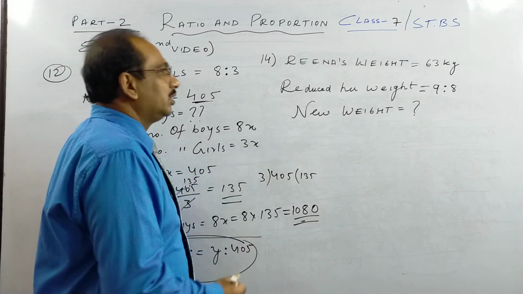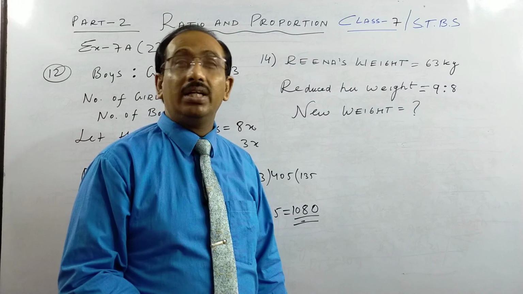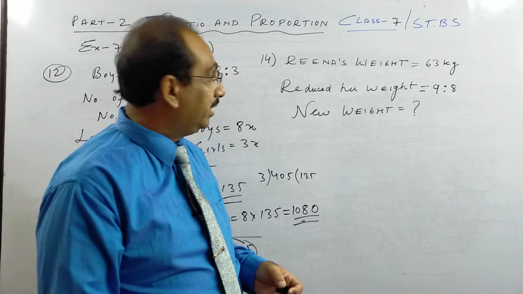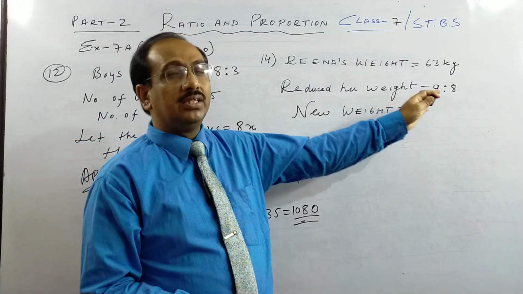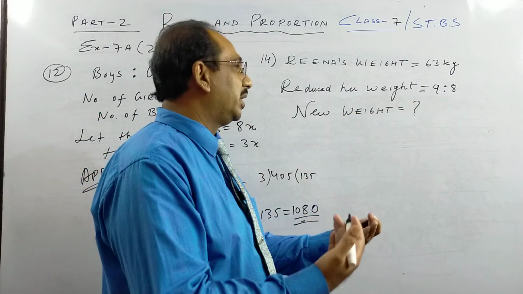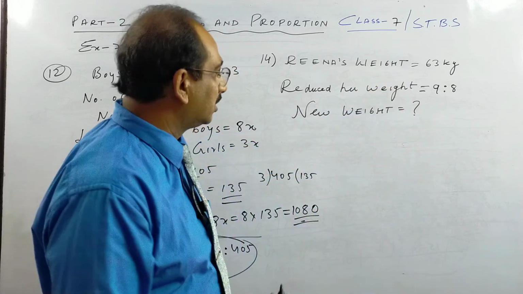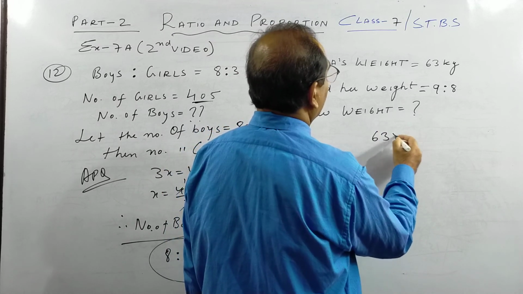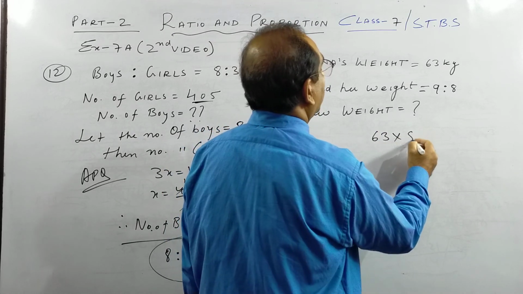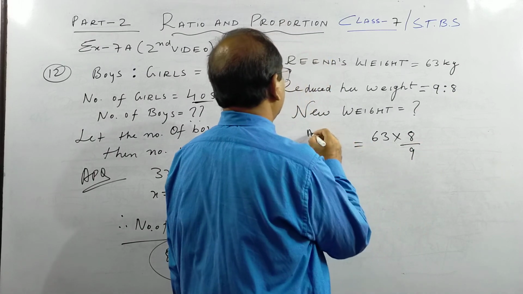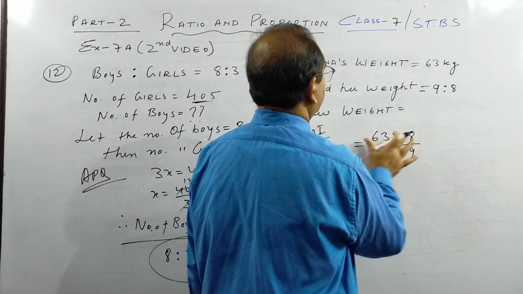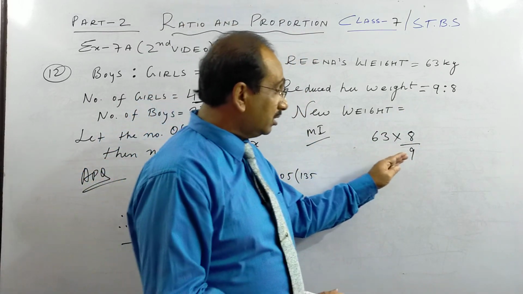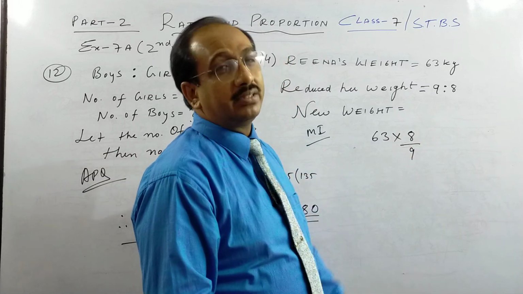So in the same way, now we go to the last question of this session. Reena's weight is 63 kg. So maybe she is thinking she has to lose weight. So she reduced her weight 9 is to 8, means if she was 9 kg, she became 8. So if she is 63 kg, how much will she become? Here I'll tell you, 63, you multiply by 8 by 9. This is method 1. Her new weight is 63 into 8 by 9, because if she is 9, she is becoming 8.